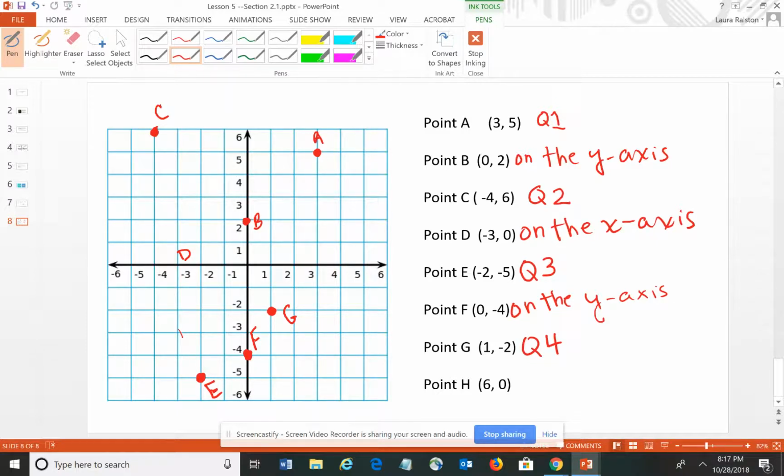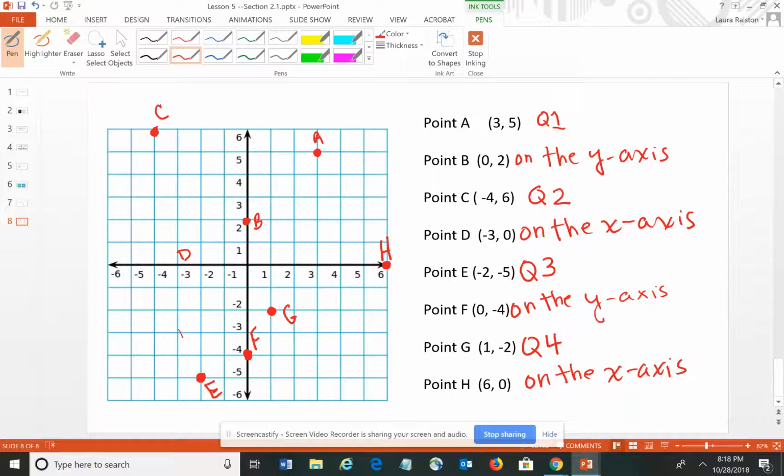And finally, point H, the last one, is 6, 0. Starting at the origin, I move 6 units to the right, and none up or down. And that would be point H. Point H is on the x-axis.